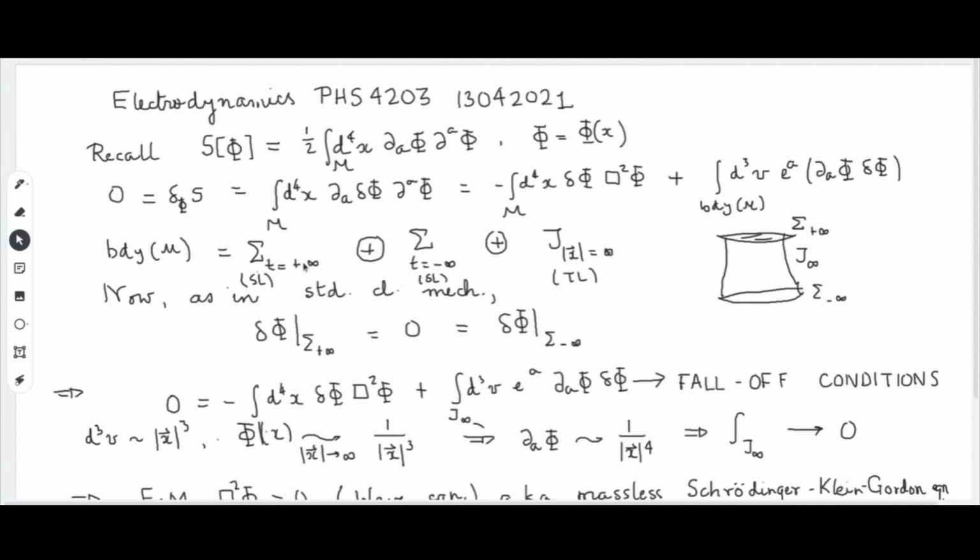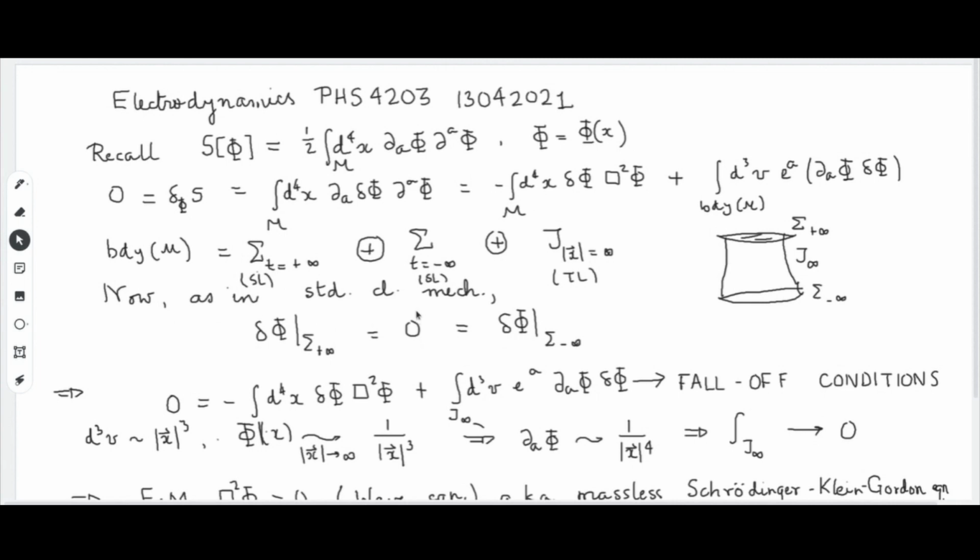So when we talk about the ordinary classical mechanics variational principle, what we have are the initial and final time surfaces. Every constant time surface is a space-like surface by definition. So t equal to plus infinity basically means the final surface, and this is the initial surface. In classical mechanics, we say that the variations on the initial surface and the final surface must be equal to 0. So we are putting the same constraint here.